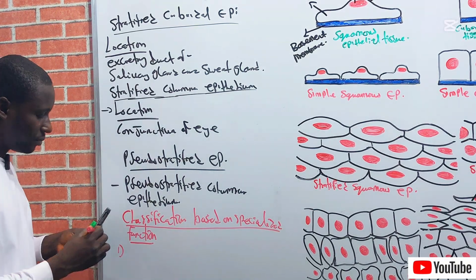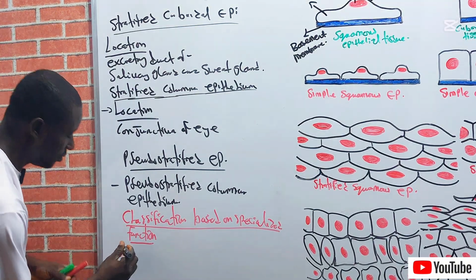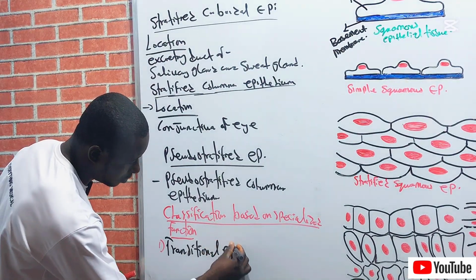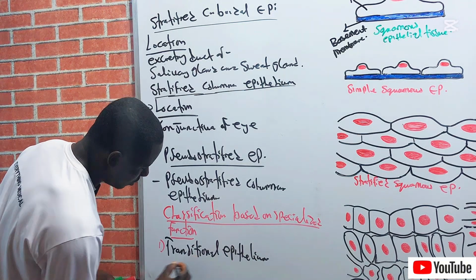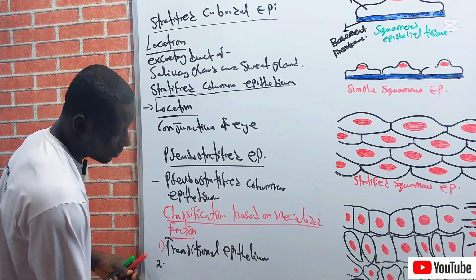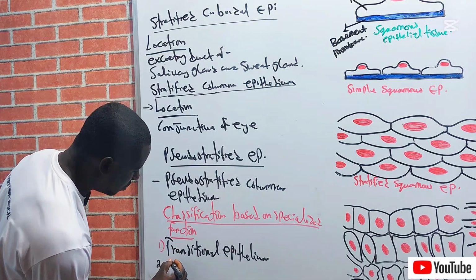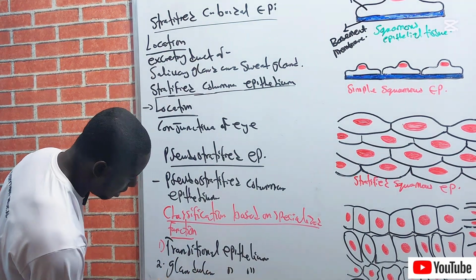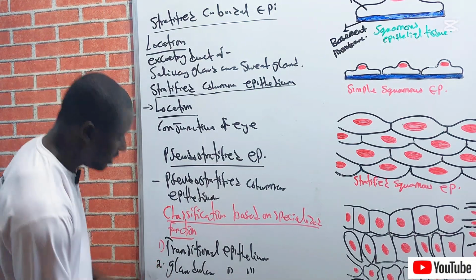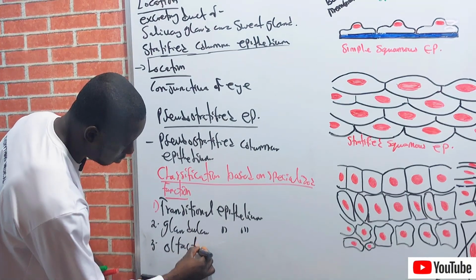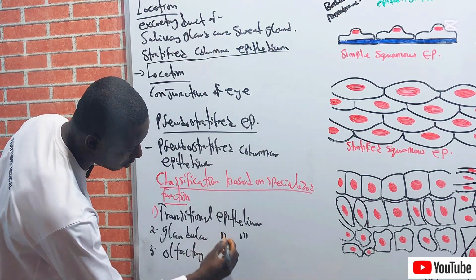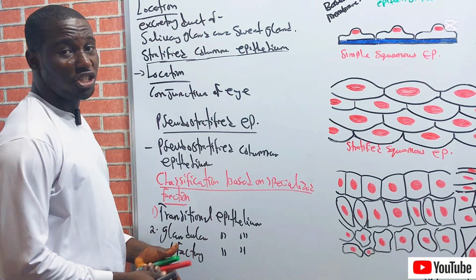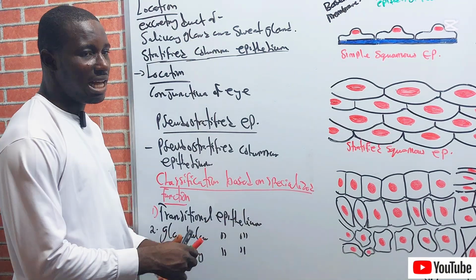We have number one, transitional epithelium. Number two is glandular epithelium. Number three is olfactory epithelium. These are the three classifications under classification based on specialized function.